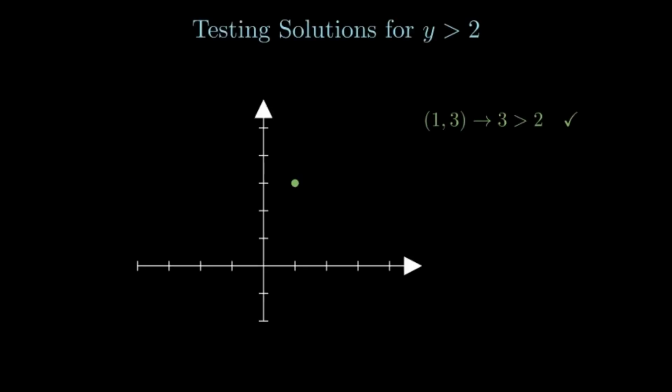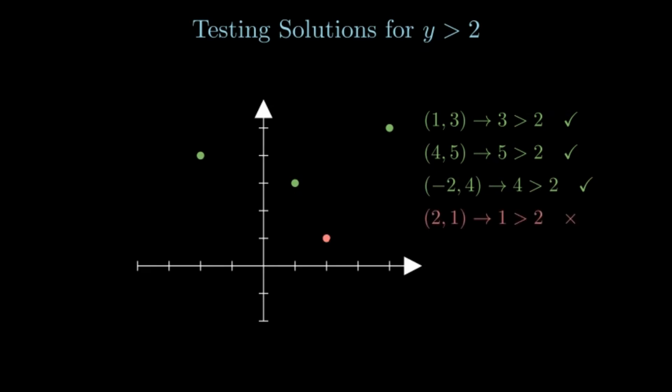Consider the inequality y is greater than 2. A point is a solution if its y-coordinate is greater than 2. For example, the point 1, 3 is a solution because 3 is greater than 2. The point 4, 5 is also a solution, and negative 2, 4 works as well. But 2, 1 does not work, because 1 is not greater than 2. Likewise, 0, negative 1 is not a solution.